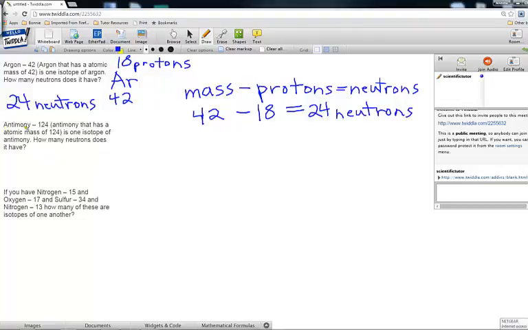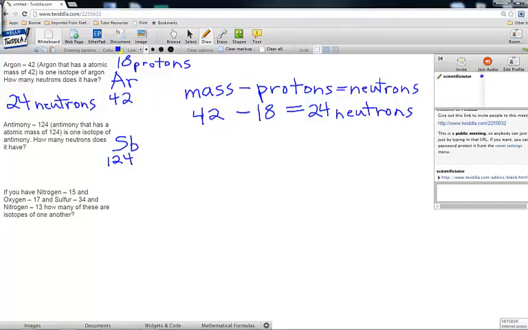The next question is going to be very similar. Antimony 124, that is antimony that has an atomic mass of 124, is one isotope of antimony. How many neutrons does it have? The representation of antimony on the periodic table is Sb. Here they tell us it has a mass of 124.